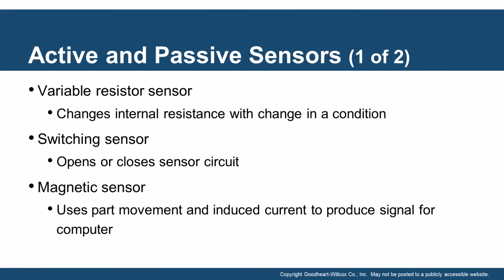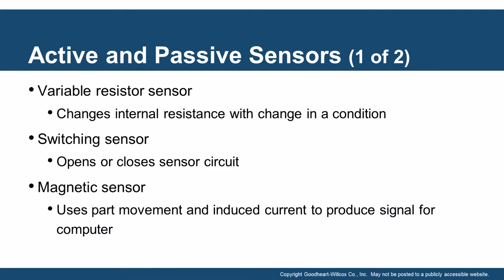When we're looking at the active and passive sensors, you'll notice that the variable resistor sensor allows for a change in internal resistance with a change in some kind of condition. That condition could be temperature related, or it could be the physical movement of some kind of pedal, for example. These resistance types of sensors are very common in our vehicles today. We also have what they call switching sensors, another very popular design, and these are just open or closed sensor circuits. For example, some cars have a secondary air system that kicks on when you first start the car when it's cold, and then shuts off once it's warmed up the catalyst.